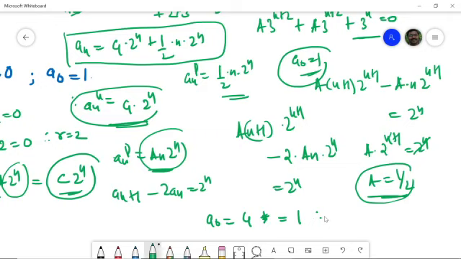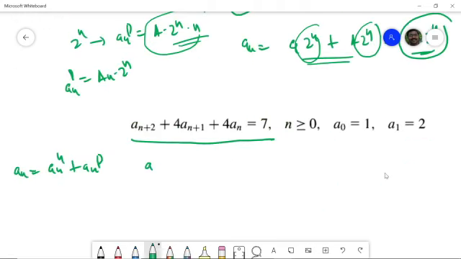Okay, so your problem here is a(n+2) plus 4a(n+1) plus 4a(n) is equal to something. The solution is like earlier, it will have a(n)h plus a(n)p. So for a(n)h, consider a(n+2) plus 4a(n+1) plus 4a(n) is equal to 0. The corresponding characteristic equation will be r square plus 4r plus 4 is equal to 0. So your r is actually minus 2, repeated roots. So the homogeneous solution will be a(n)h is equal to c1 into minus 2 raised to n plus c2 n, in order to prevent them from combining, minus 2 raised to n. So this is the homogeneous solution.